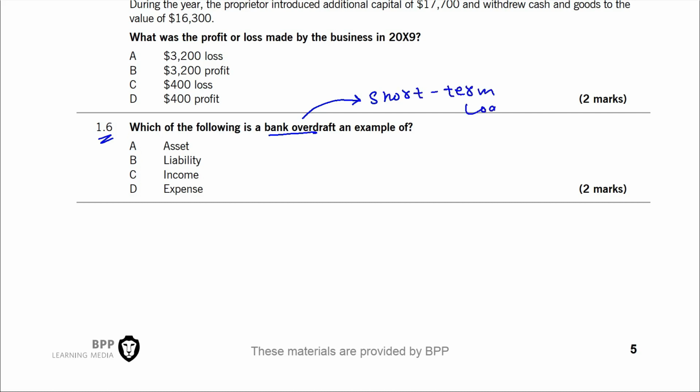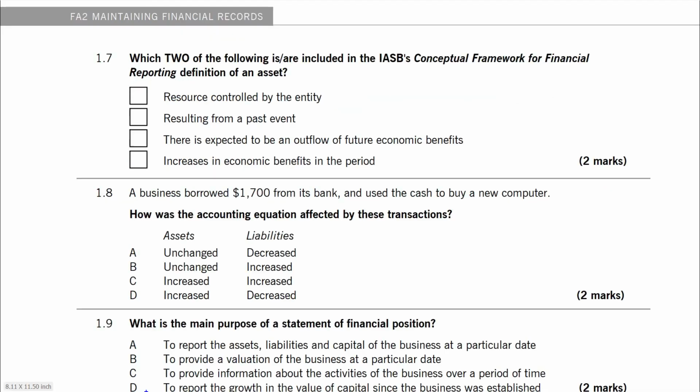Short-term loan. That means we take it for less than 12 months. So we will categorize it as a liability of the business. Next we have question number 7.